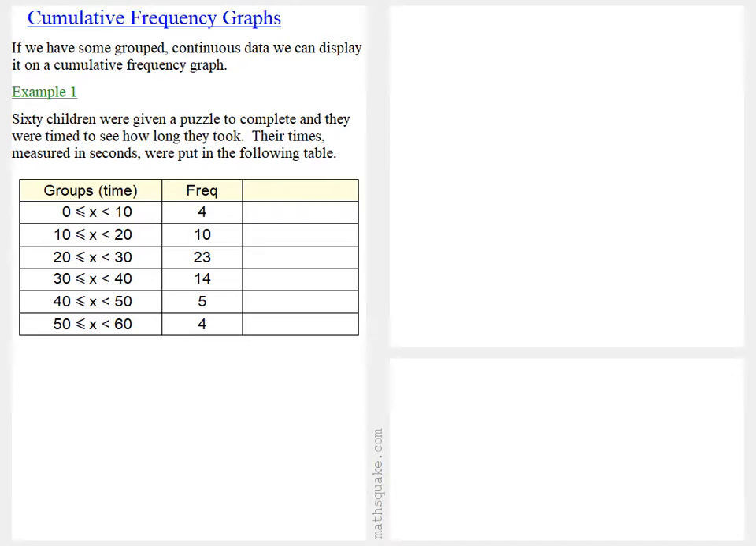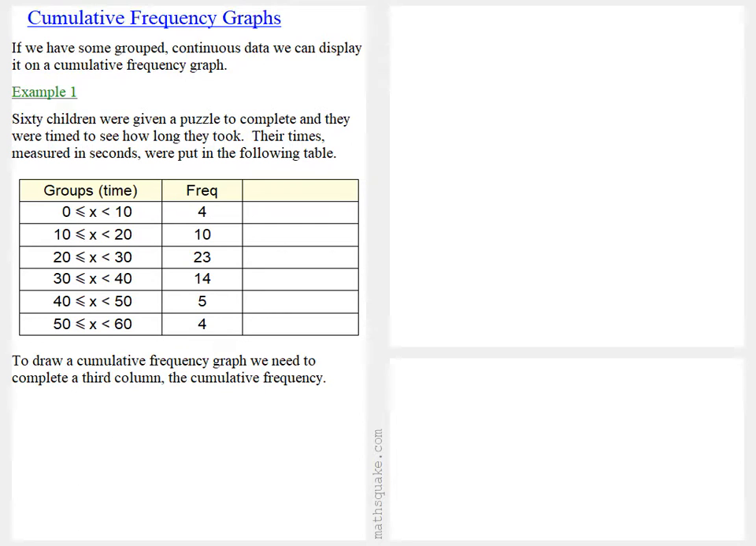Suppose 60 children were given a puzzle to complete, and they were timed to see how long it took. Their times, measured in seconds, were recorded in the following table. We can see that all the children finished within 60 seconds, within a minute. Now we can draw a cumulative frequency graph.